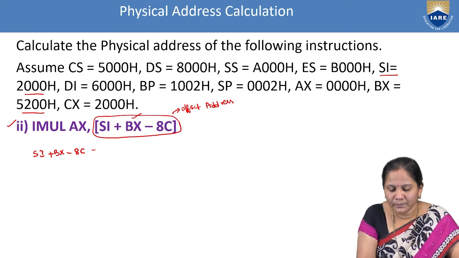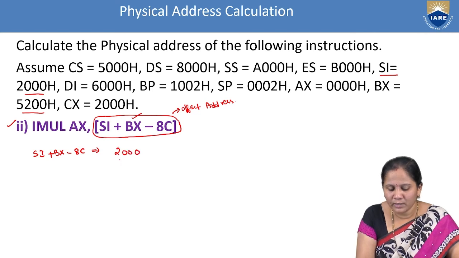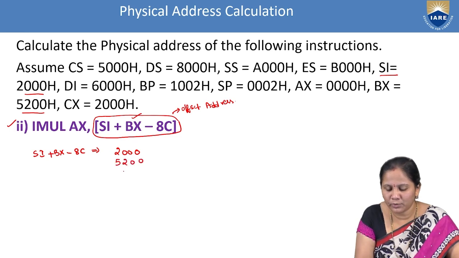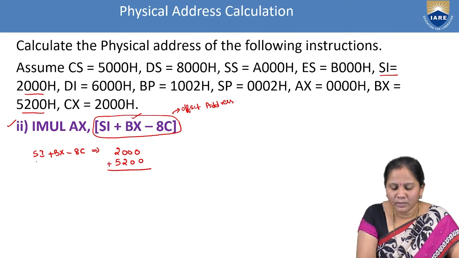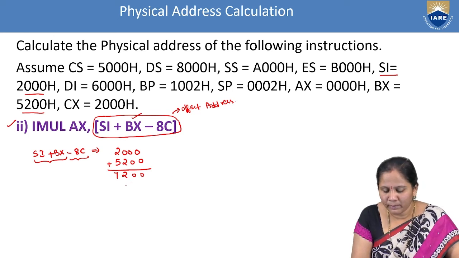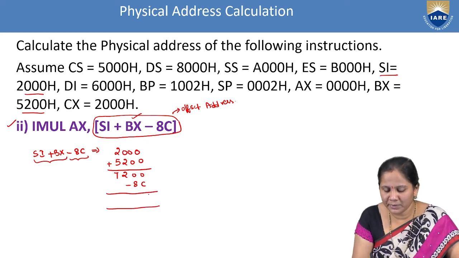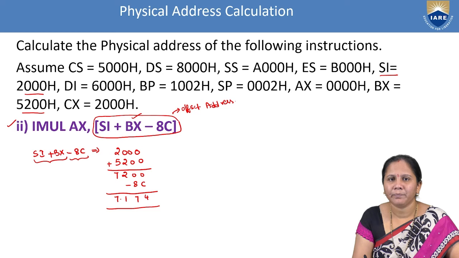So SI is here 2000, and to this we have to add BX. So BX is 5200. Adding these gives 7200. Again for this you have to subtract 8C. If you perform the subtraction, you will get 7174. So this value gives the offset value.